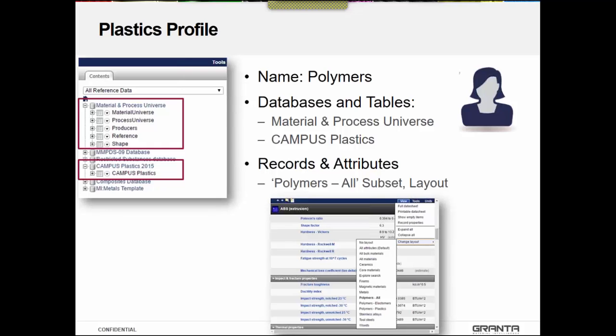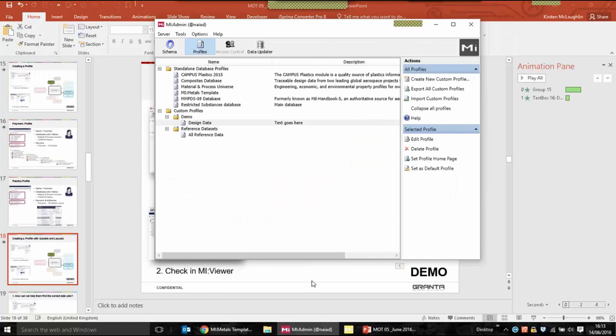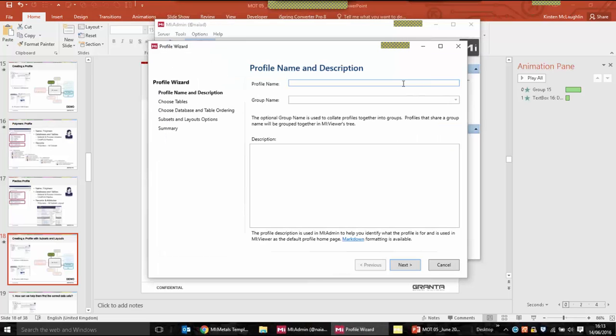So again, we're going to set this up in MIAdmin in the profile section, and then we're going to check in MIViewer. Let's get this set up. So again, we're going to create a new custom profile. This time it's going to be called Polymers. The group name you can see here, if I hit this button, I get the ones that we've already created. So we'll put that under demo as well, and I'll skip the description this time.